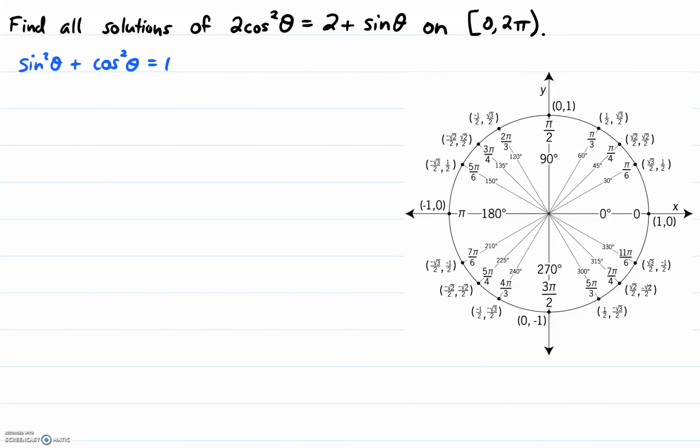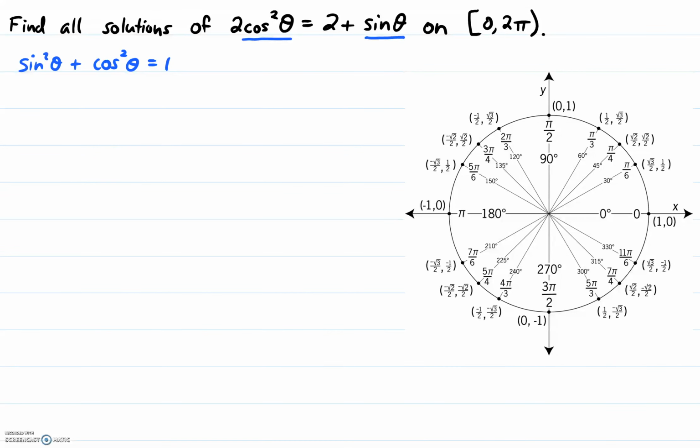Now, the main struggle with this particular problem is we have a constant, a 2, and we also have a cosine squared theta and just a sine theta. That wouldn't be a problem if we had, say, cosine squared theta and a cosine theta, but here, having two different trig functions going on is going to be an issue. And so what we're going to do is change out the cosine squared theta to be in terms of sine squared instead.